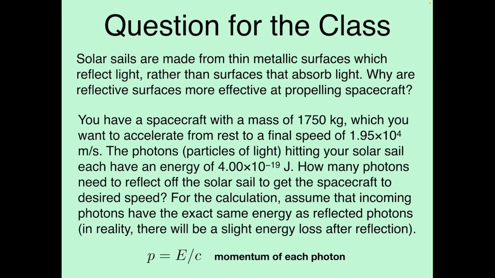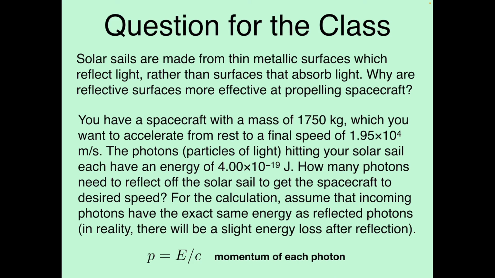And let's do an example problem dealing with a solar sail. So solar sails are made from thin metallic surfaces which reflect light rather than surfaces that absorb light. So the first question for you is conceptual. Why is it better to have a reflective surface rather than something that absorbs light to propel a spacecraft?